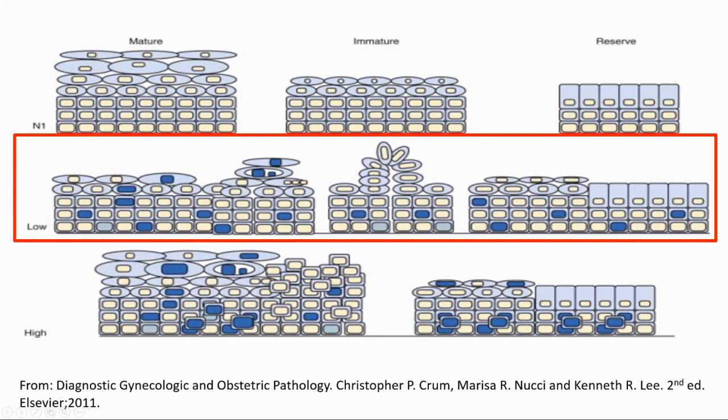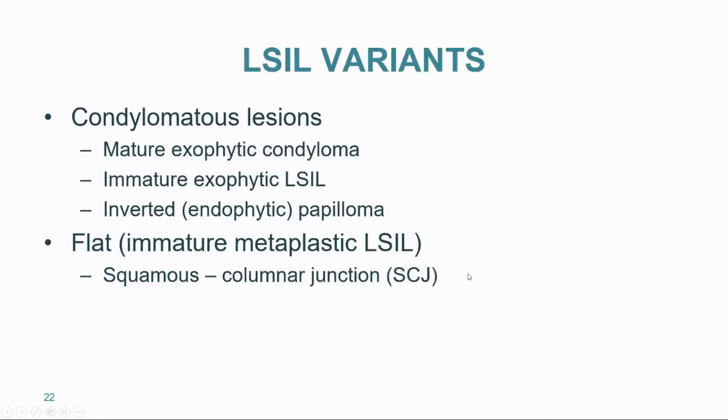But there is a minority of lesions that will be exophytic or papillary or condylomatous, and there is a second minority of lesions that are going to display an immature metaplastic phenotype. Let's talk about those variants. Those variants that are exophytic or that grow in a condylomatous or papillary fashion can be mature or immature, and they have been described in the literature by several names.